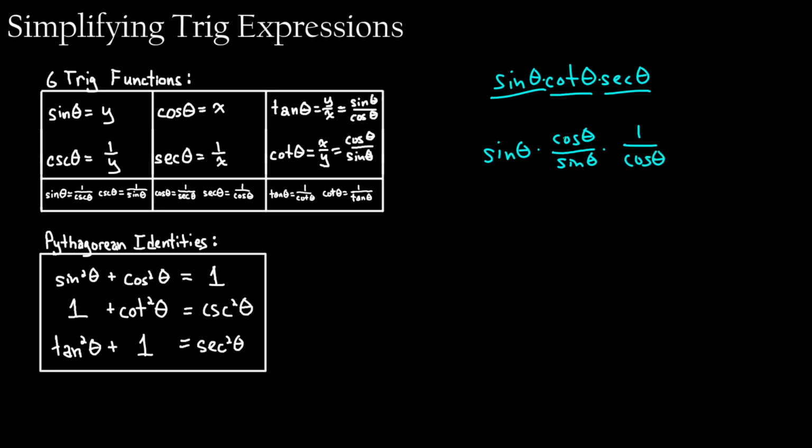Now that these are all in like terms, since we're multiplying, this is actually sine of theta over 1, times cosine of theta over sine, times 1 over cosine theta. Let's start canceling. Sine on top and sine on the bottom gives you 1. Here's a cosine on top and a cosine on the bottom. Remember, these don't just cancel to 0. This is 1 times 1 times 1, so this whole thing equals 1 over 1, which is 1. So the sine of theta times cotangent of theta times the secant of theta is actually just 1.